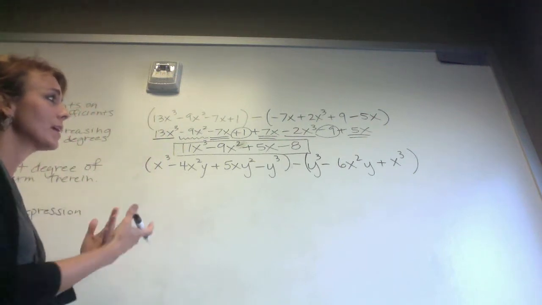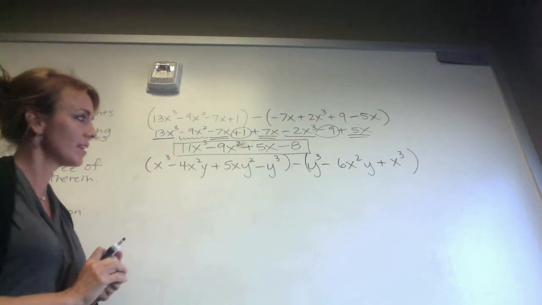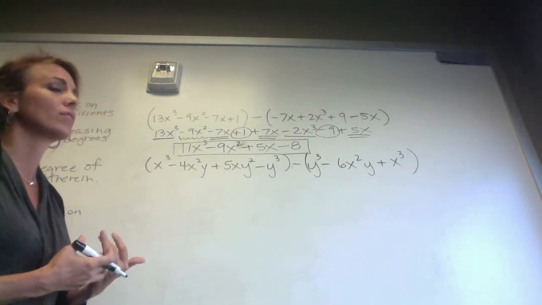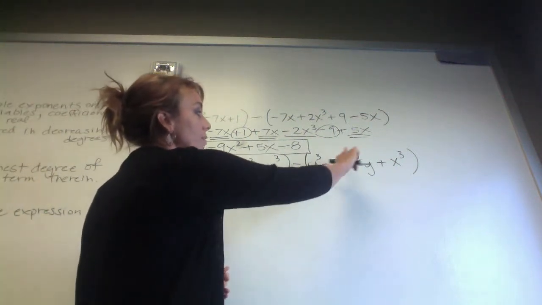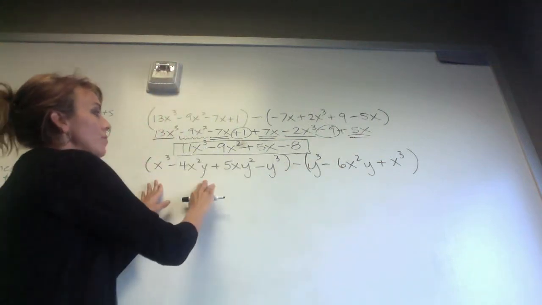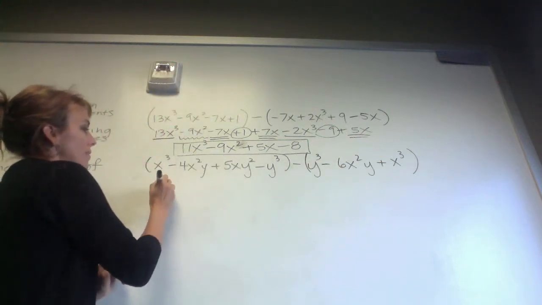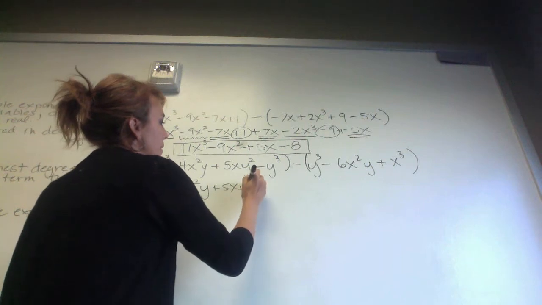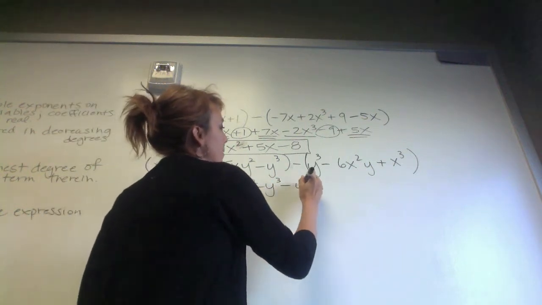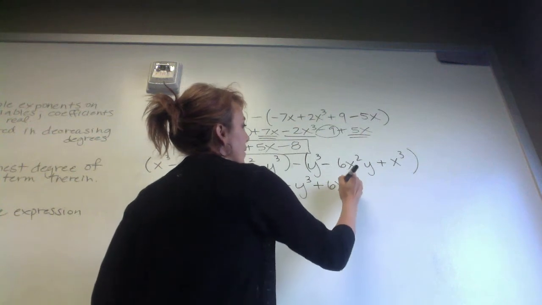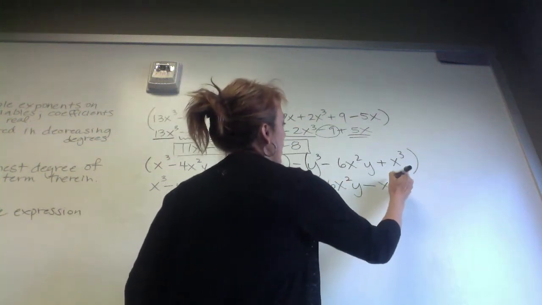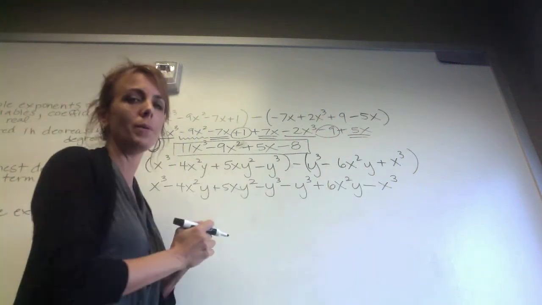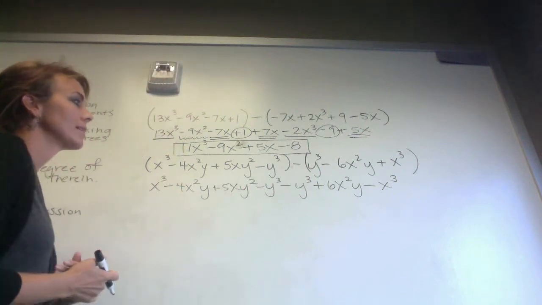All right, let's do the same thing with this next polynomial. And you notice that this polynomial has both x's and y's in it. So let's do the same thing. Let's distribute this negative all the way through this polynomial, and let's just drop our parentheses here. So we have x cubed minus 4x squared y plus 5xy squared minus y cubed plus 6x squared y minus x cubed. Okay, so now I just have this long string, one polynomial expression, but it's not combined and simplified.